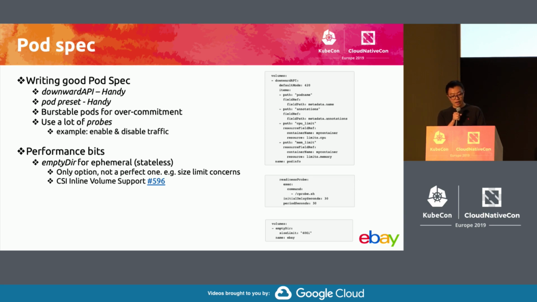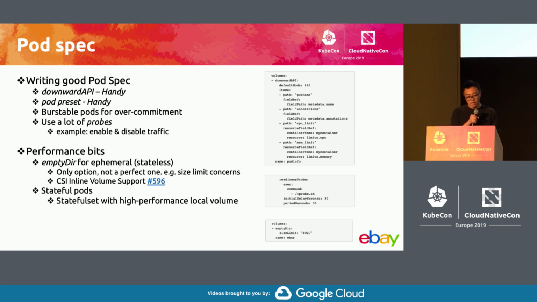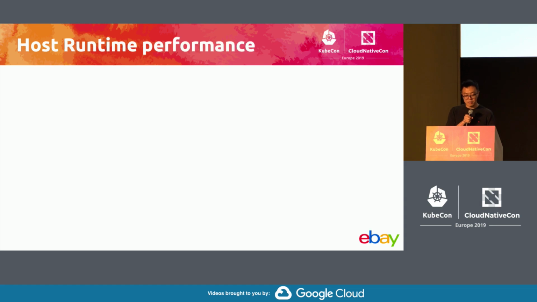So for that, we are actively looking at the upstream CSI inline volume support, not just for the kind of informal support, but also we want to unify our flavors to run the local storage. Specifically, if you compare stateless applications versus stateful applications, we actually have stateful sets running with high-performance local volumes. If both of them can be backed by the same LVM VG, it's much easier for us to manage.